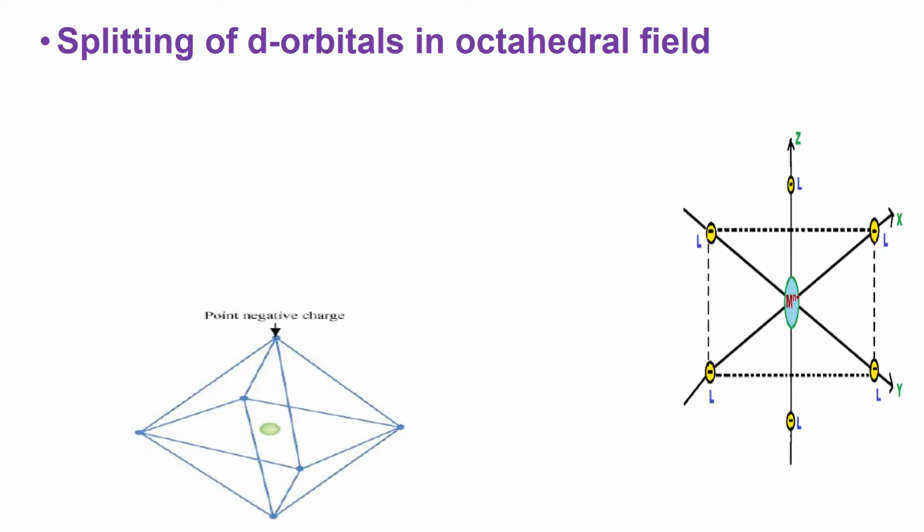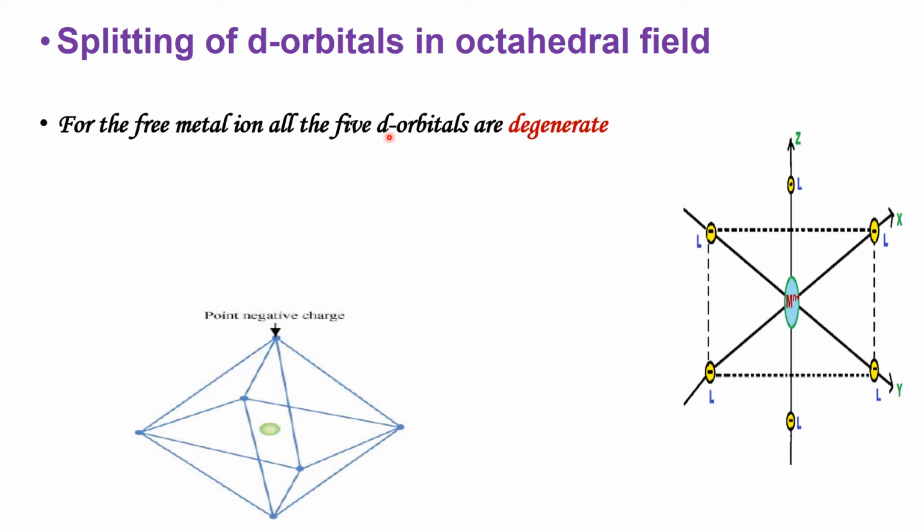We are dealing with the splitting of d orbitals in octahedral field. Before that, we are considering the case of free metal ion. Here you can see for the free metal ion, the 5 d orbitals are degenerate. We know the 5 d orbitals in a free metal ion are degenerate. That means they have the same energy. Now we are going to the octahedral complex.